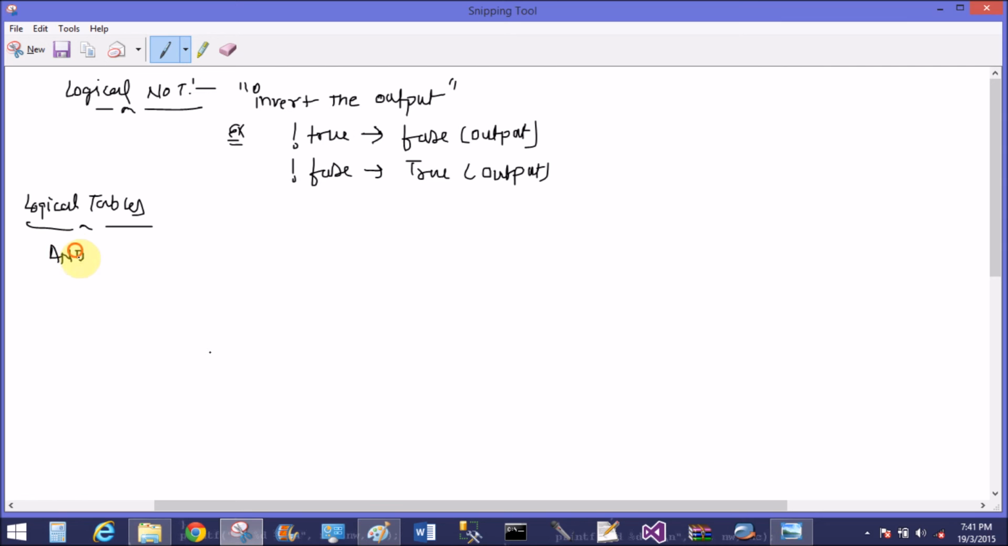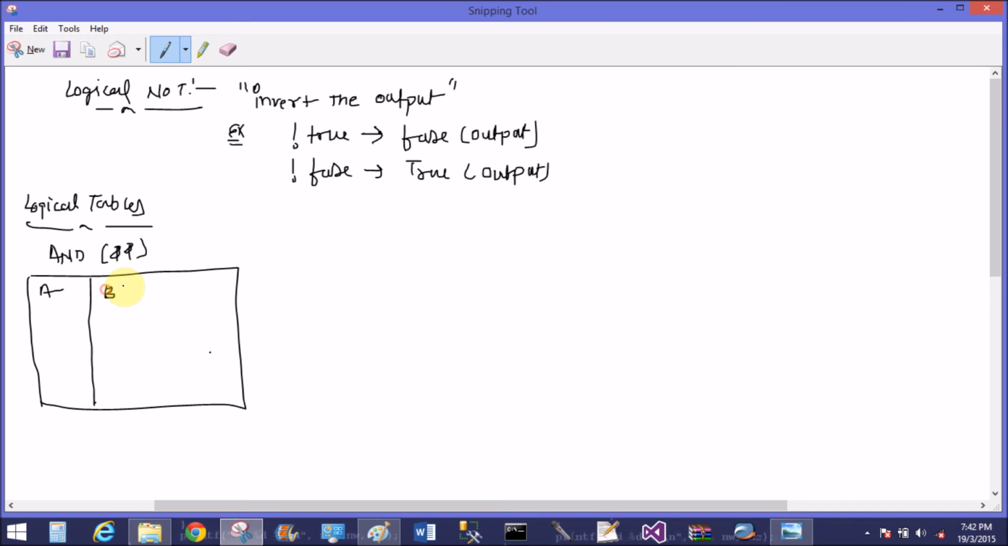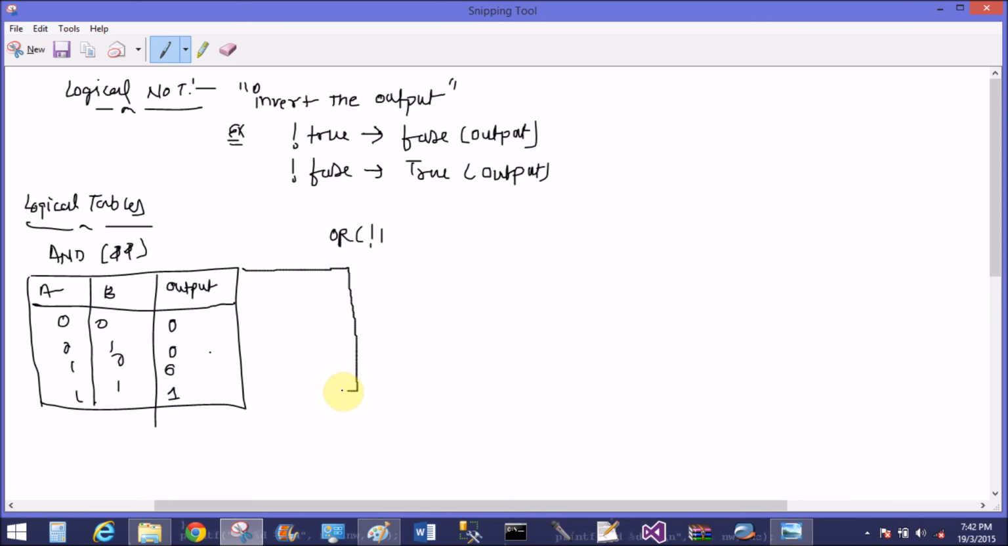Logical tables. AND operator, output. If both conditions are false, then false. 0 as output, 0 as output, 0 as output, and 1 as output in the case of AND. It means all conditions are true, then return true as output.